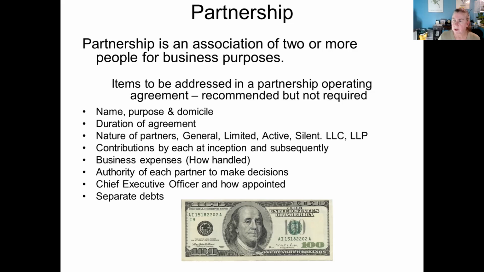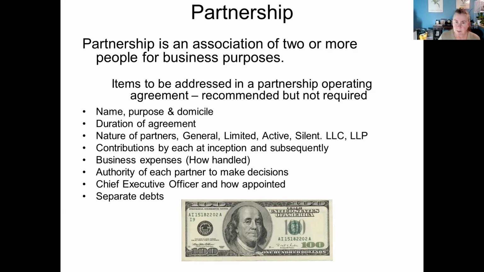So if you had 3 partners and all of you lived in different states, you would have to choose one as the state in which you are registered. The duration of the agreement, the nature of the partners. Is everyone an equal partner? Are there active and silent partners? Are you going to do some kind of a limited liability partnership?